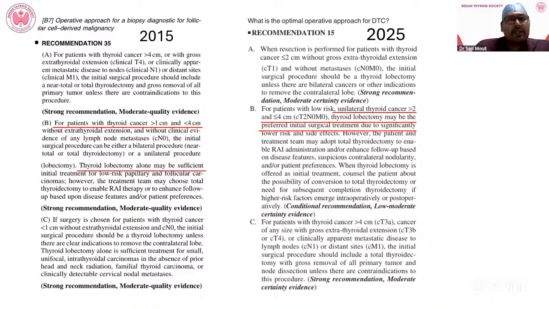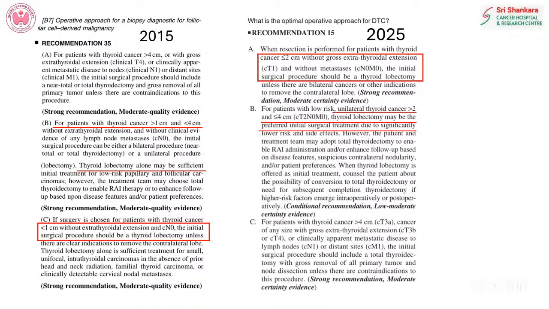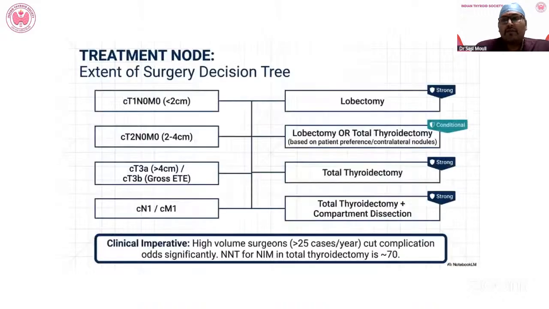And the next one is, as I said, less than 1 centimeter, it was only lobectomy. Now it is 100%. Less than 2 centimeters is lobectomy without any nodal metastasis. Yeah, and there is no difference for the rest of the tumors.